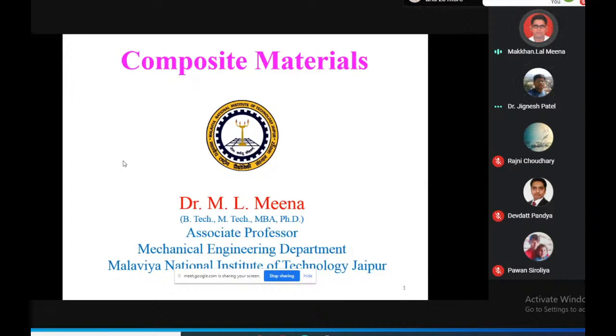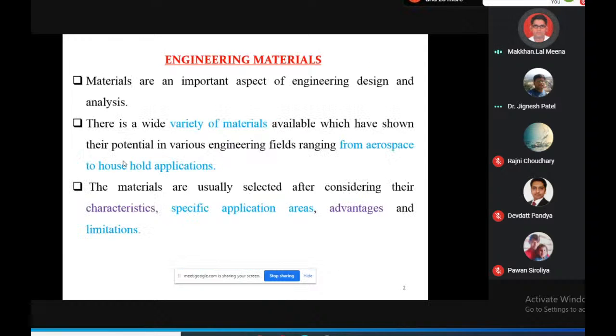Before detailing composite materials, now we start from the basics. What are engineering materials? We can see in the slide, engineering materials refers to the group of materials that are used in the construction of man-made structures and goods, components, or any parts. Materials are an important aspect of every engineering design as well as analysis.